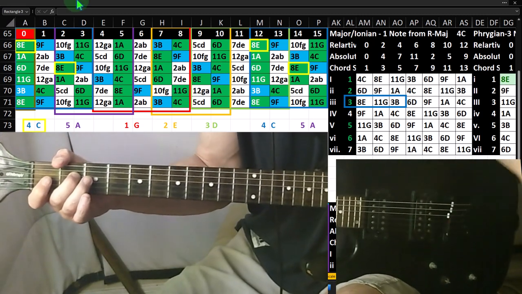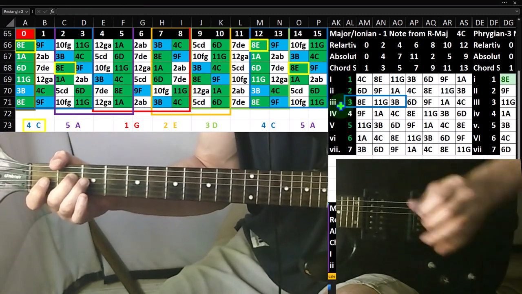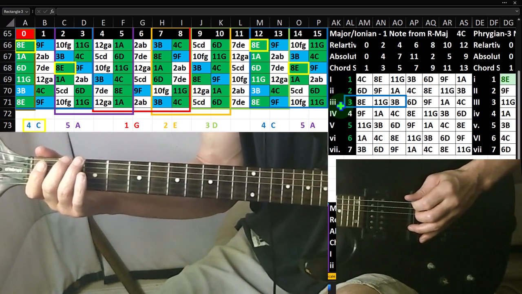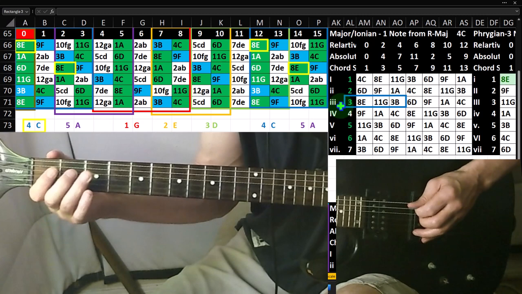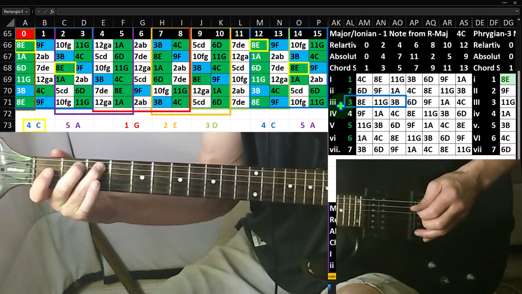1, 2, 3, 4, 5, 6, 7, 8. And then if I play around the 3, that low E is now going to be the third, the 3. So 3, 4, 5, 6, 7, 8.